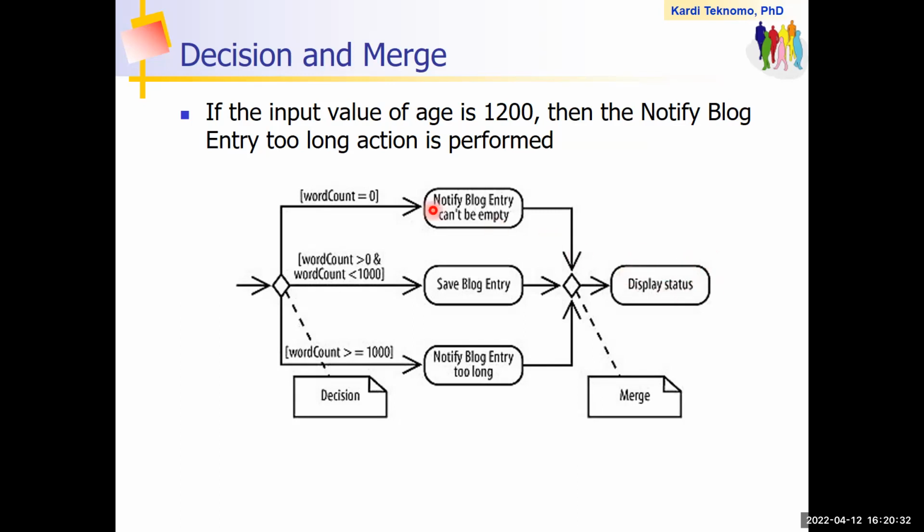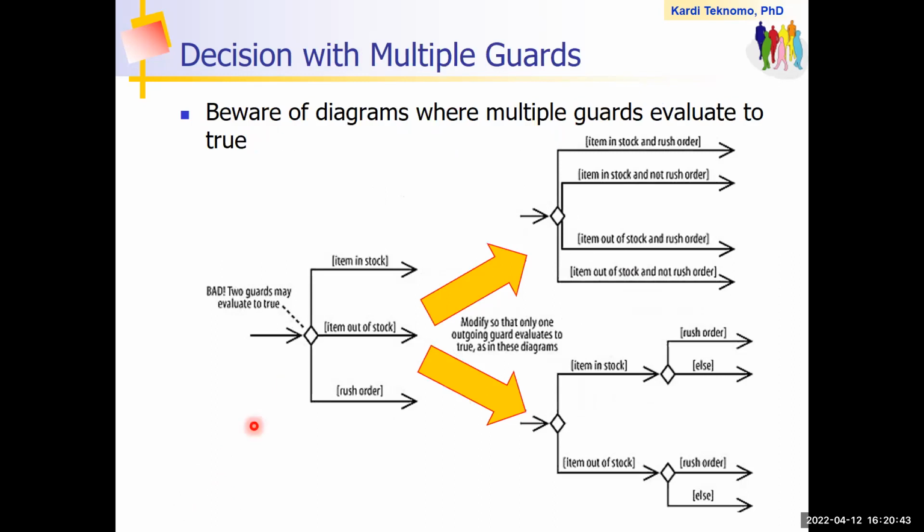Okay, so these are the decision actions based on the condition. You can create that. Now, sometimes you want to create multiple guards like this. For example, if the item is in stock or item out of stock or rush order. So this is a very bad decision.